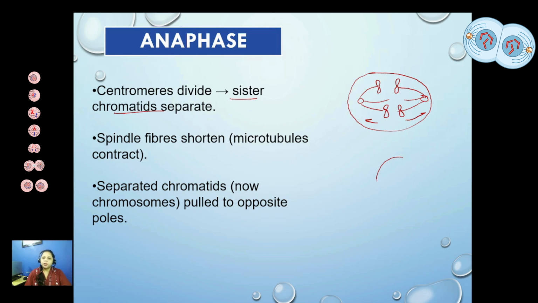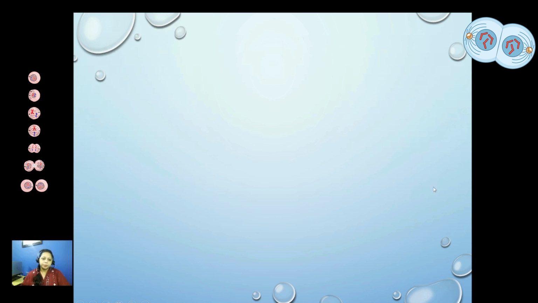Now if you look at the cell, it would be like this: at one end there are the different sister chromatids. So now keep a look on them. If you consider them as two cells, now each one has two chromosomes.